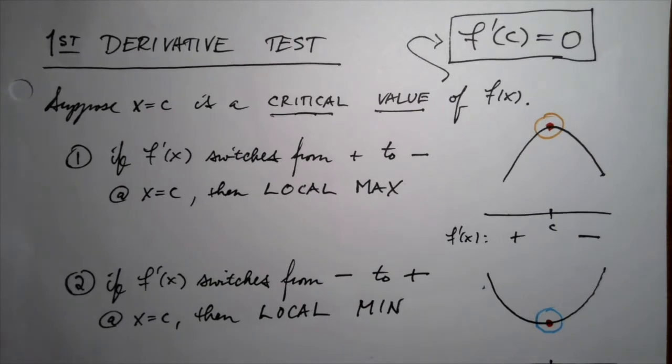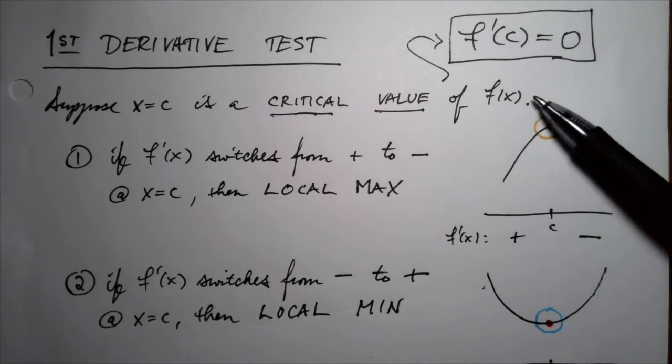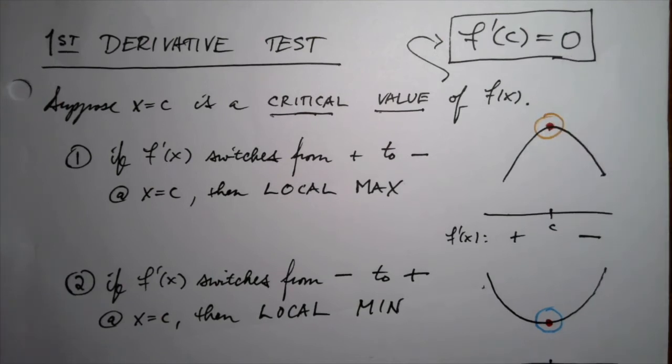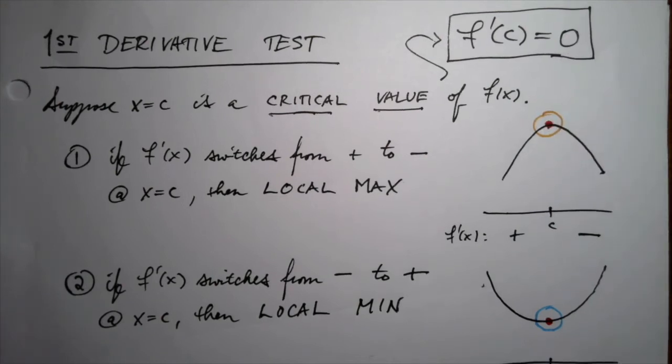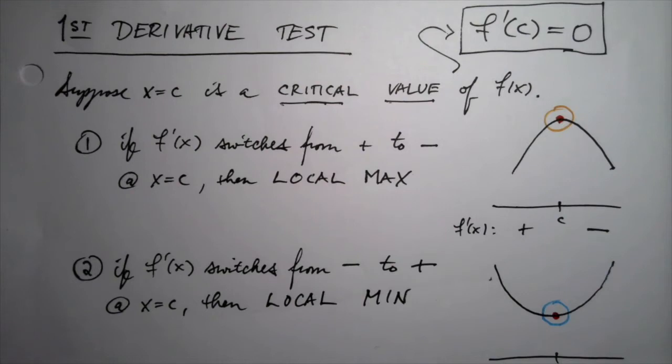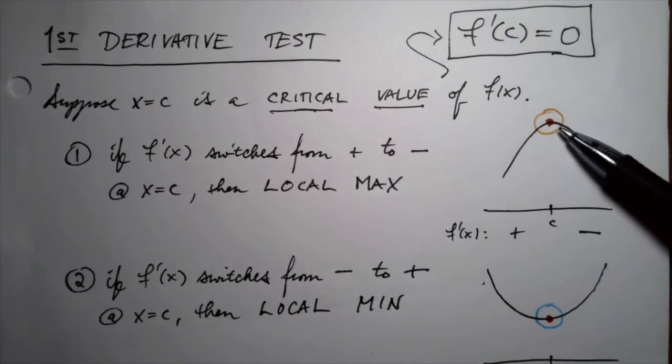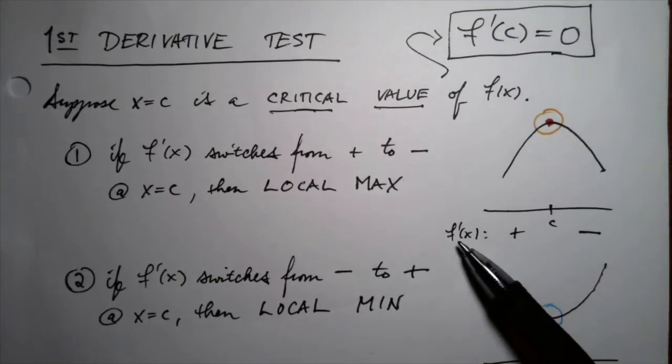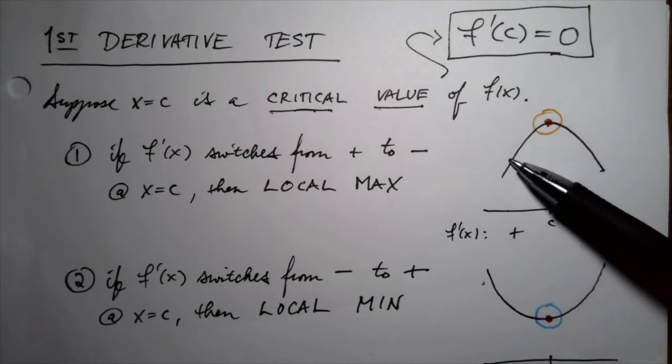It's called the first derivative test. So suppose that we've found a critical value of our function. Remember, that just means that the derivative is 0 at that point. If the derivative switches from a positive value to a negative value at that point, then that critical value is a local maximum, right? So if the first derivative is positive, we're increasing.